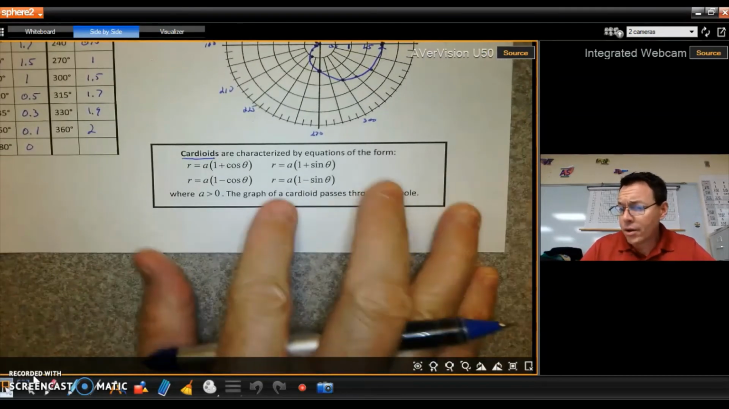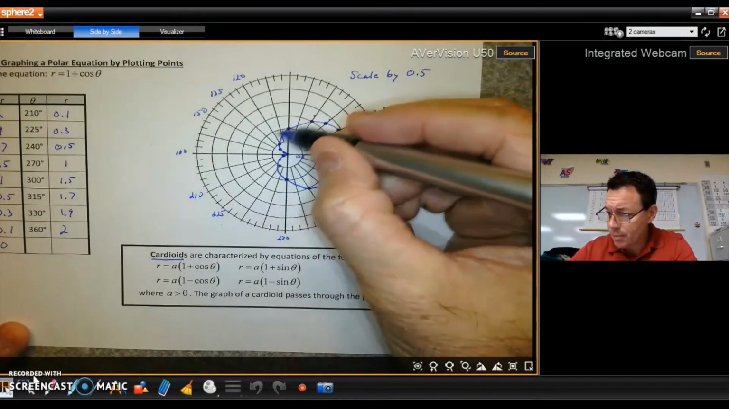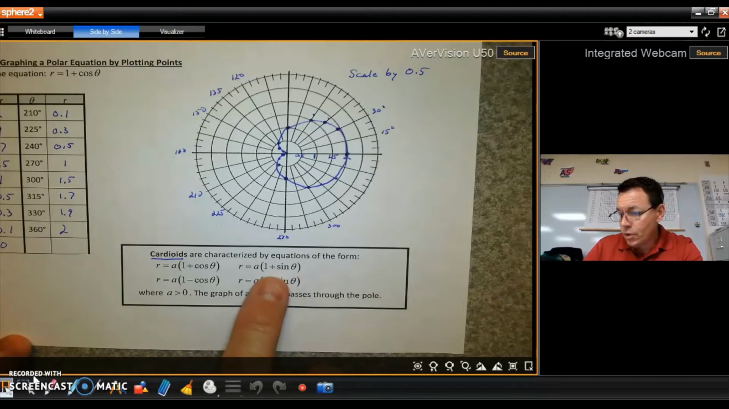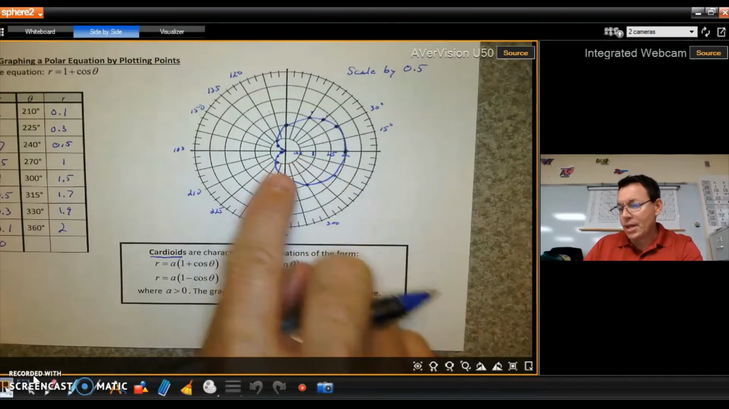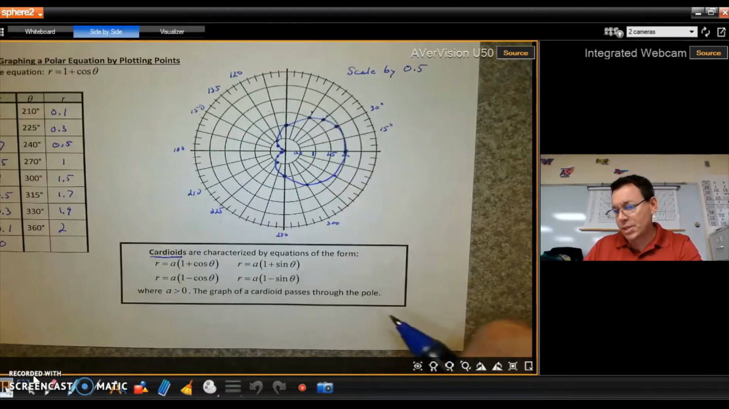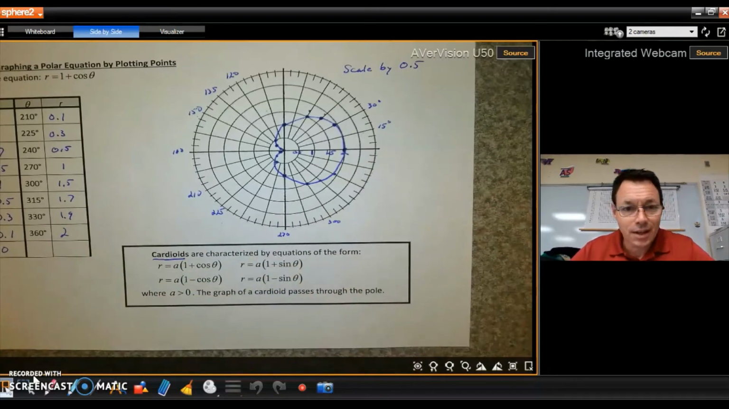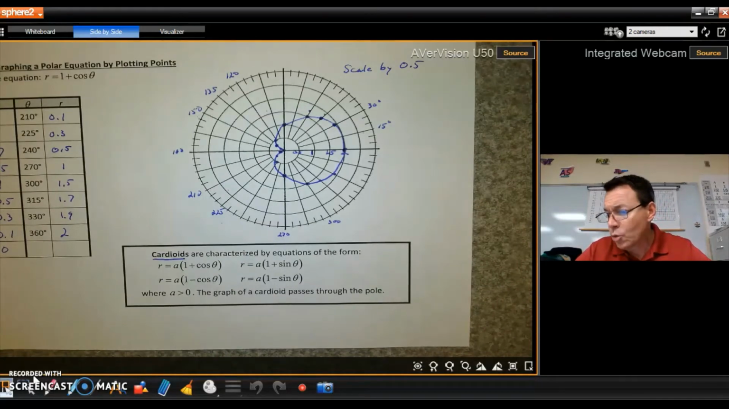That cardioid can go in a lot of different directions. It could have looked like an actual heart where this part was up here at the top. If I would have had a sine, that's what would have happened. You've got a 1 plus sine, a 1 minus sine. Those are going to look more like hearts, whereas the 1 plus cosine had the fat part going to the right, in the positive cosine direction. A minus cosine would have made it go the other direction. But that's called a cardioid. So 1 plus cosine of theta will give you a shape that looks like that.